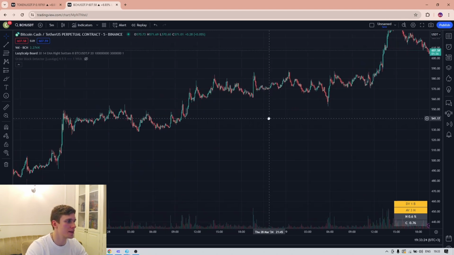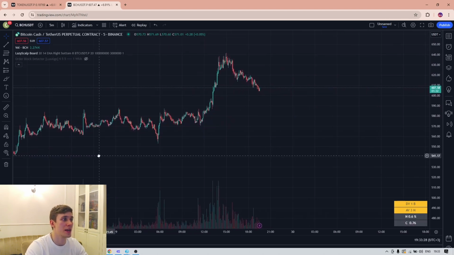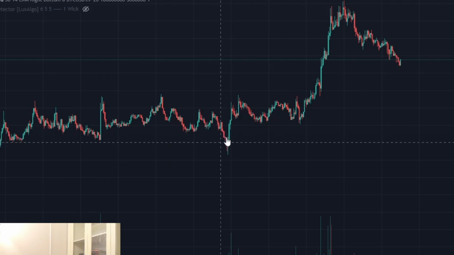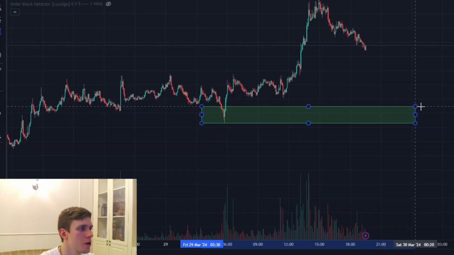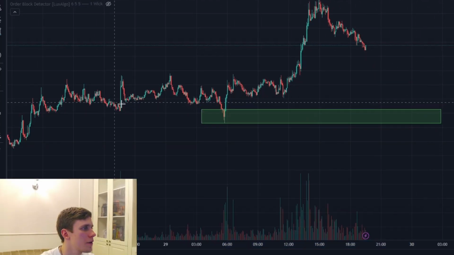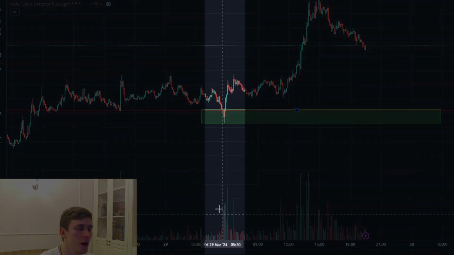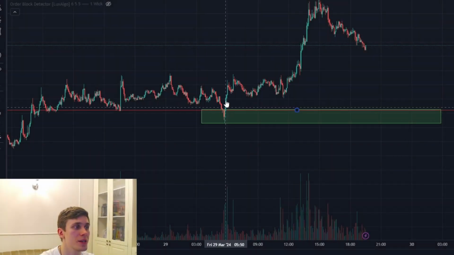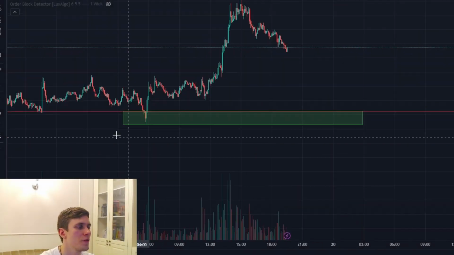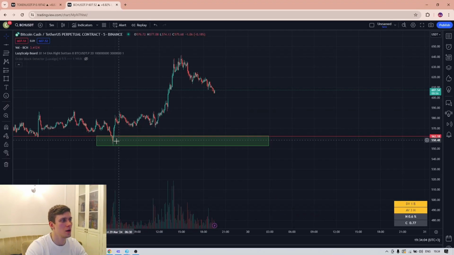Let's see the examples. Here I see order blocks. This is a good example of an order block. We mark this order block. There was a kind of horizontal level. The price broke this level accompanied by higher volumes. And then the price gets back to this range, forming this order block.